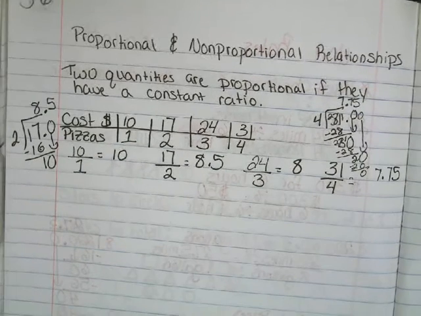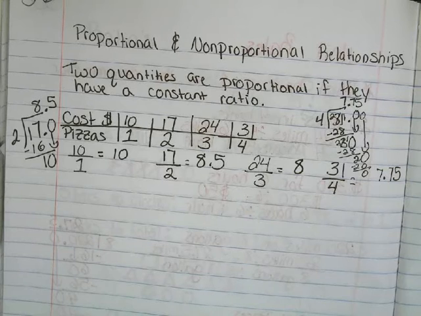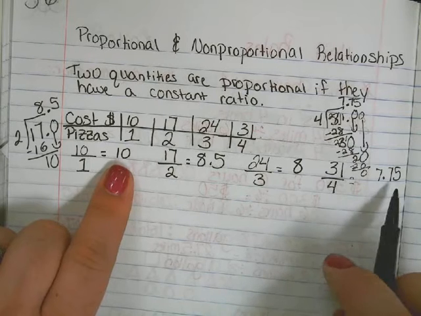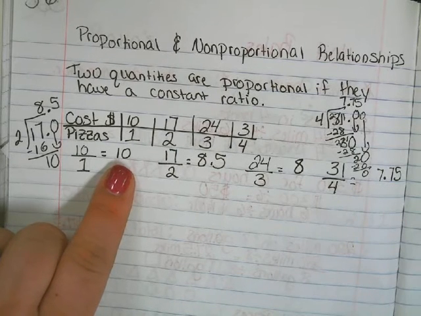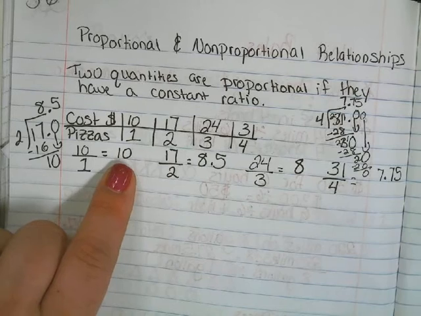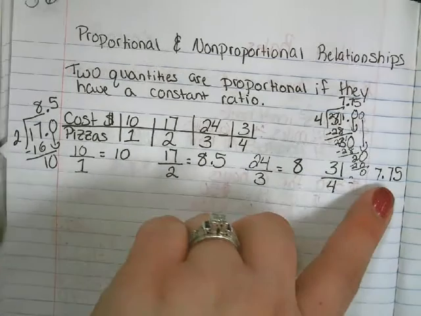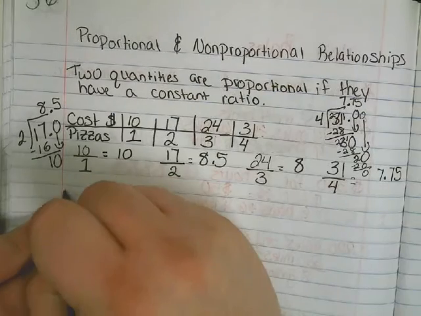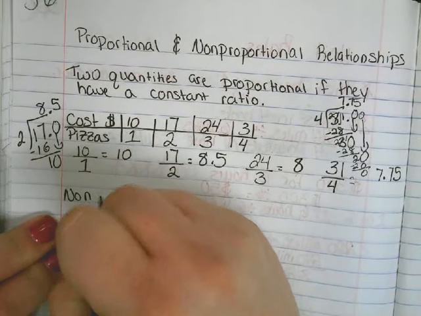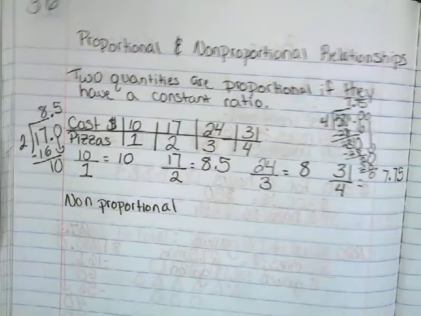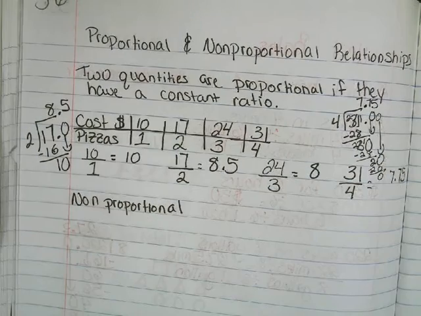Alright? So when I divide these, are these all the same numbers? No. So do you think it's going to be proportional? No. Why do you think no, Caleb? I agree. What did I say about these numbers? They all have to be the same. They're not all the same, and to be proportional, they all have to be the same. So this one is non-proportional. Get that written down.